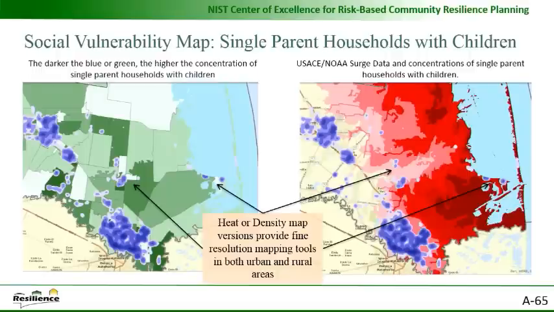So we're also developing heat density maps to capture where the population is in these areas. You can see the overlay there: the darker the blue, the higher the concentration, and you can see how that simplifies things so we know that there are concentrations in particular areas. This is an overlay with NOAA's surge data, and you can see where we've got vulnerable populations exposed to different levels of surge, so we can link those things together.